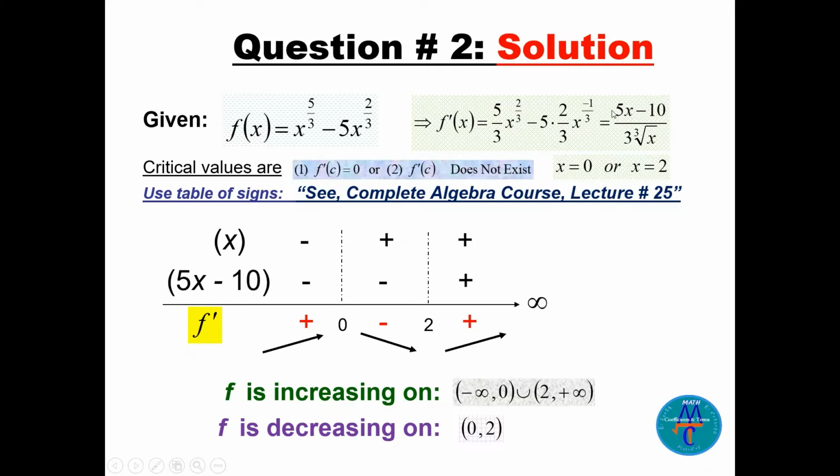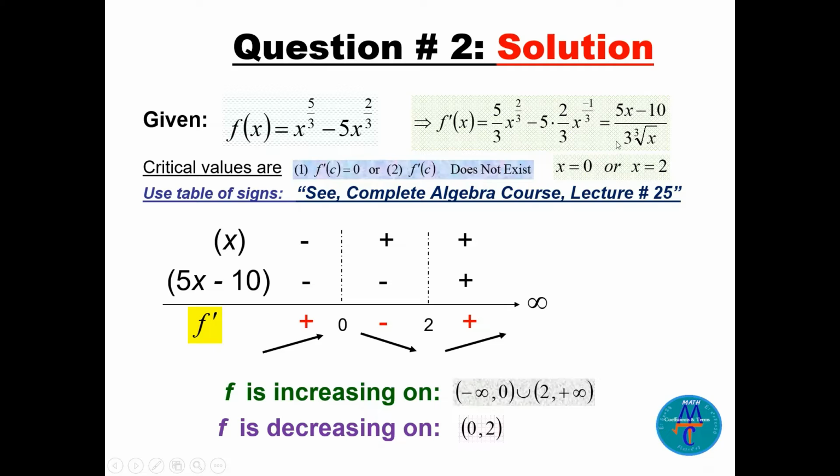So we can look here. What will make the derivative here 0? So 5x minus 10 is equal to 0. It will be 2. See here, 10 over 5. And then what will make the derivative undefined? When x is 0. So we take these two numbers and we put them on the number line to study f prime.